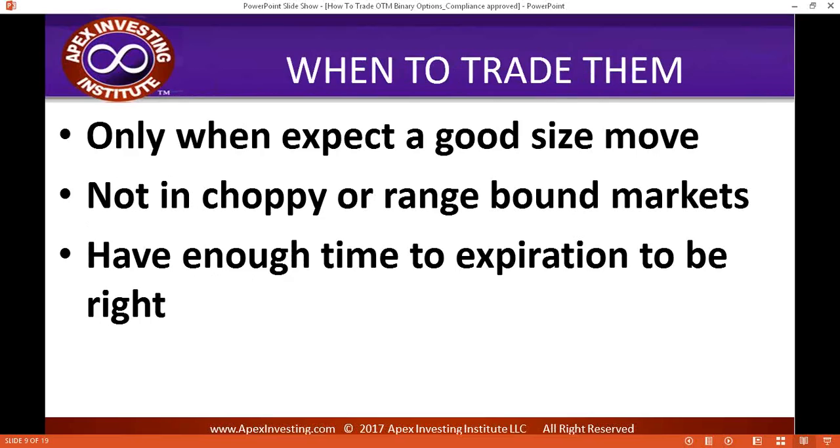And we only want to use them when? Do we want to use them in choppy markets? Do we want to use them when markets aren't really moving? No, we want to use them when we're expecting a good move. When we've got a good setup and we're expecting a good move up in the market, right?